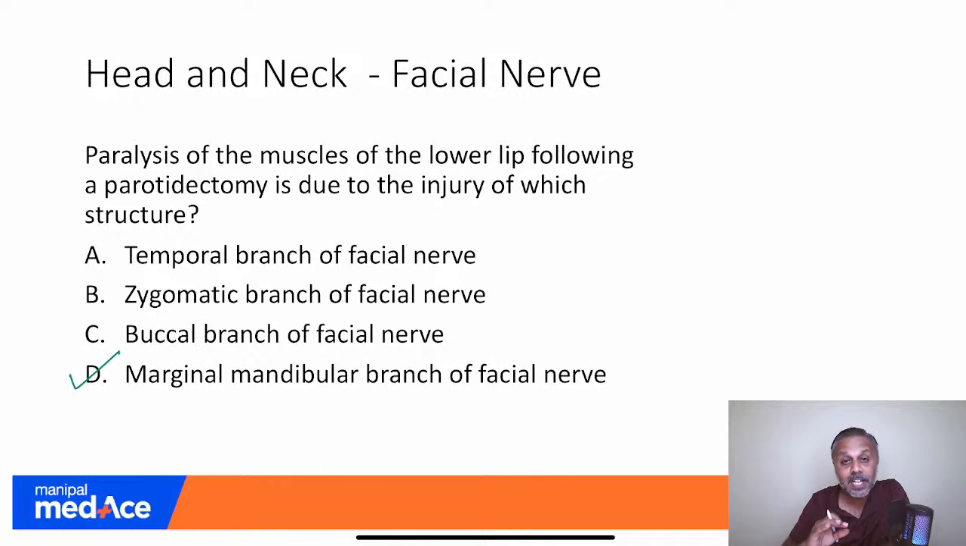Okay. Then if the trunk of the nerve is involved, it would result in paralysis of all the muscles, right? It would cause the lower motor neuron lesion affecting all the muscles of the face. One half of the face will be affected, right? So here muscles of the lower lip are involved because of the marginal mandibular branch. Fine. So this is regarding the facial nerve question that was asked.